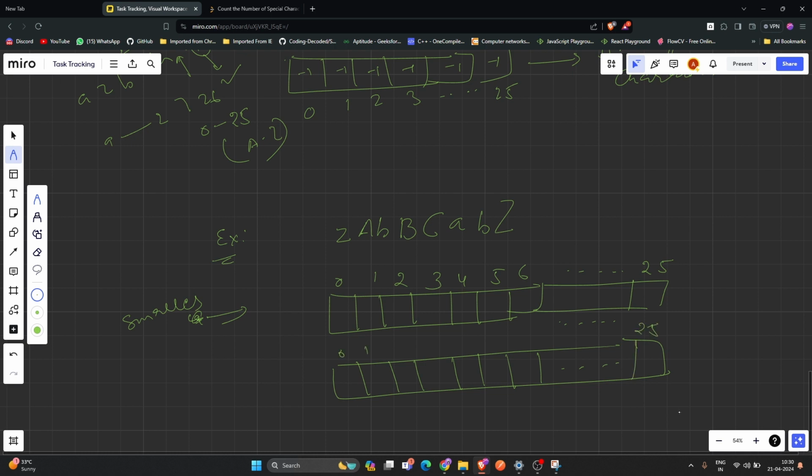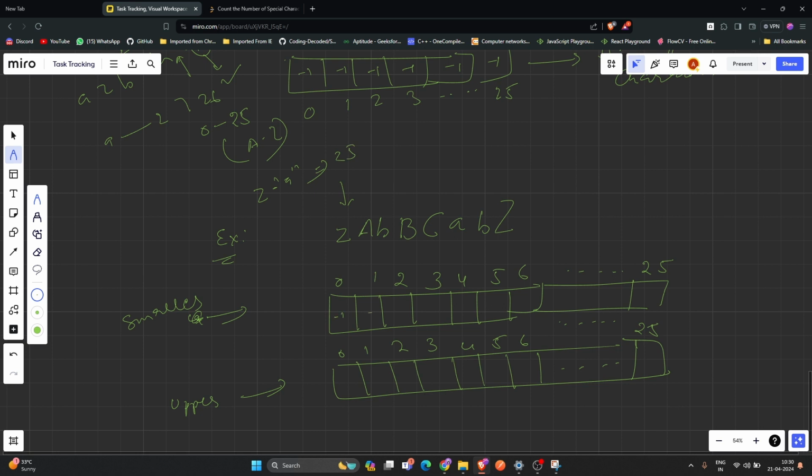25, 0, 1, 2, 3, 4, 5, 6, and it is upper, right? So I'm looping through this. Here we have small z. So I want the last occurrence of small z here, right? So z is nothing but if I do z minus a, then I'll get the index, and this will give me 25, right? So I'll put it here.